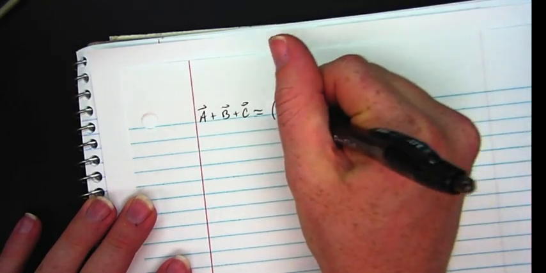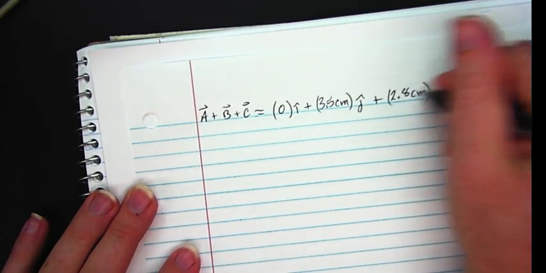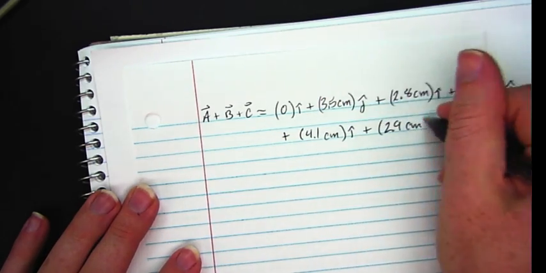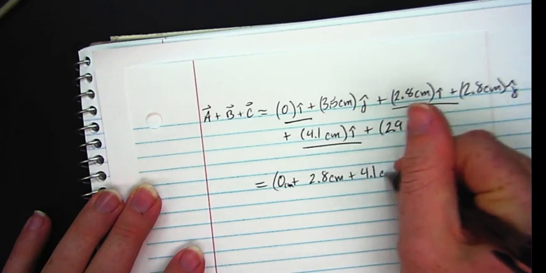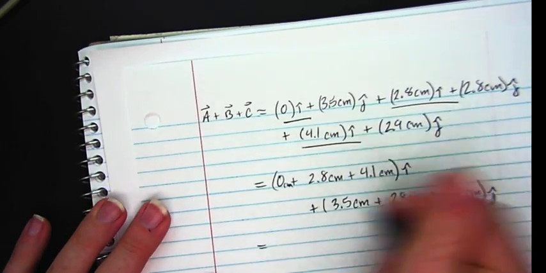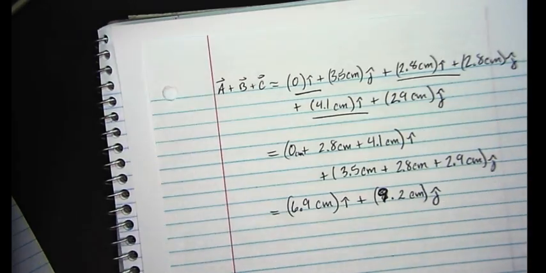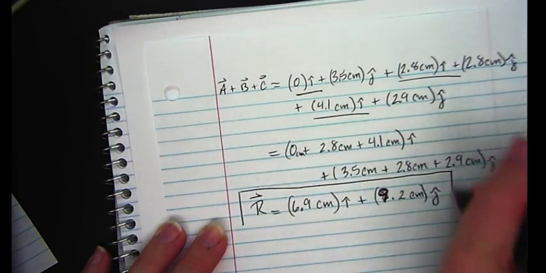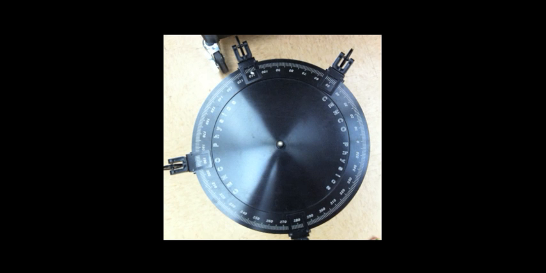Okay, so A plus B plus C looks something like this. You start out with 0 i hat plus 3.5 centimeters j hat, go all the way through, and you want to add up all your i's and all your j's while at the same time keeping their same directions, because that's important. And so your resultant vector R is going to be 6.9 centimeters i hat plus 9.2 centimeters j hat. Yee-hoo!